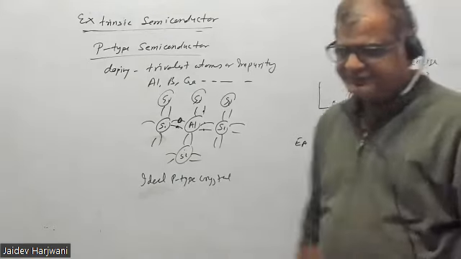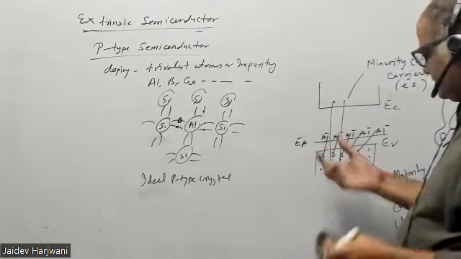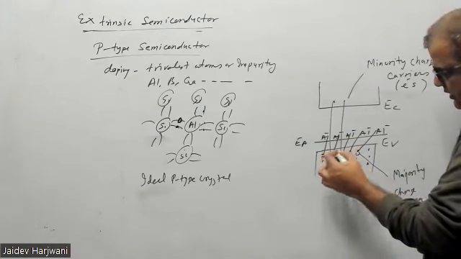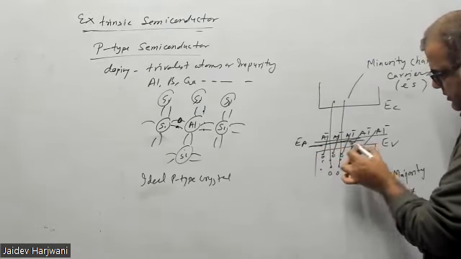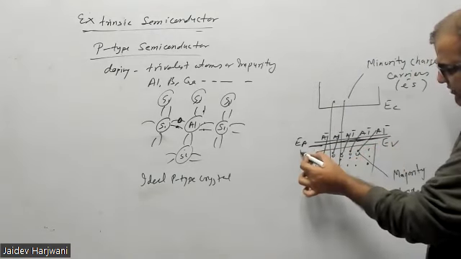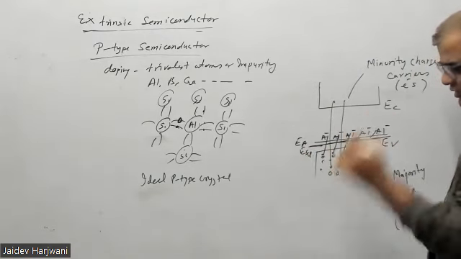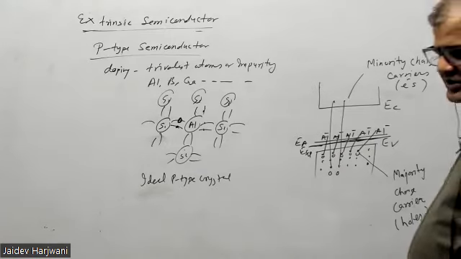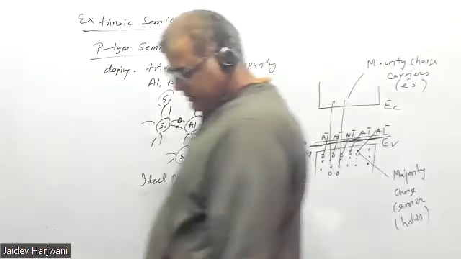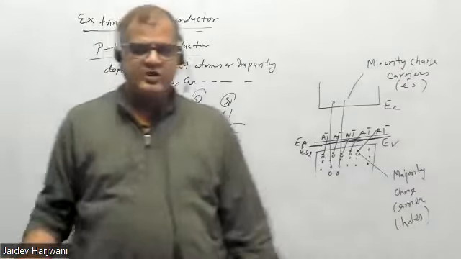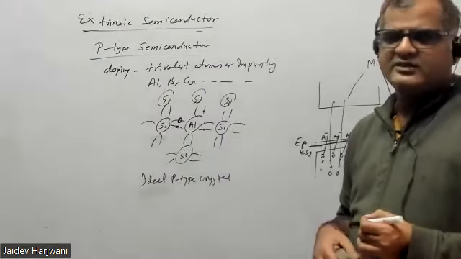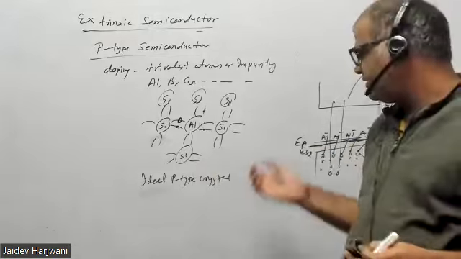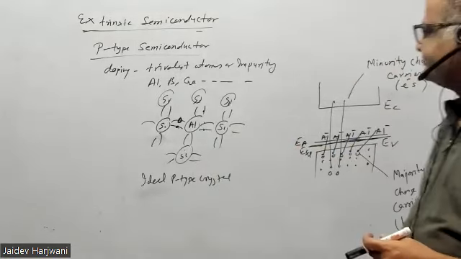Okay, and the Fermi level is again somewhere here. This is the Fermi level EFP, the position of the Fermi level. Now the Fermi level is a very important concept while you are joining two materials together. For understanding the conduction mechanism, the concept of the Fermi level is very important.